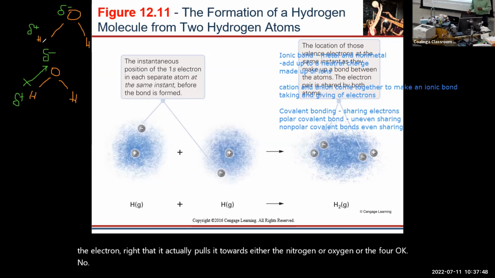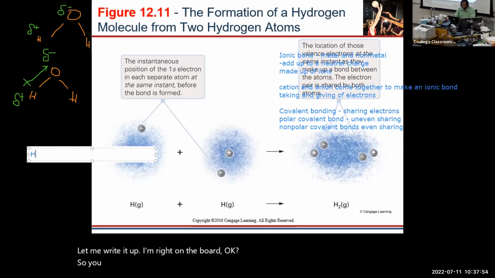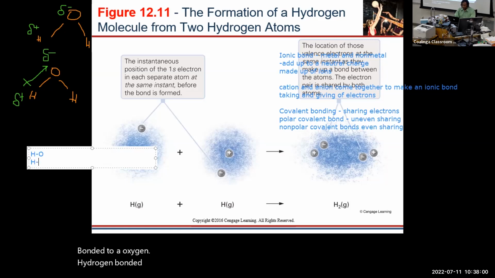Let me write it up. Let me write it on the board. So you're either going to have a hydrogen bonded to an oxygen, hydrogen bonded to a nitrogen, or hydrogen bonded to a fluorine.